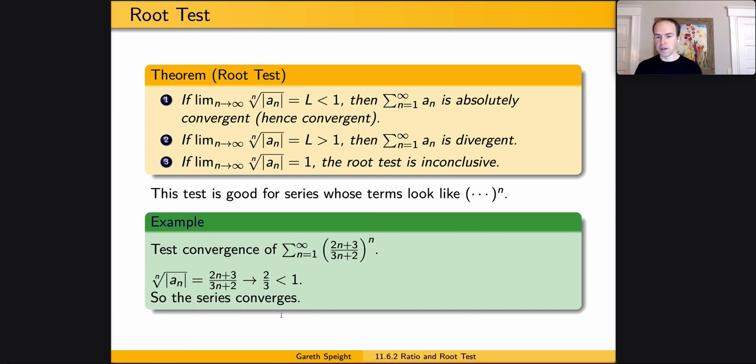In particular, it converges. Okay, so that's it for this time. We talked about the ratio test, we talked about the root test. These are two important tests for absolute convergence and divergence of series.